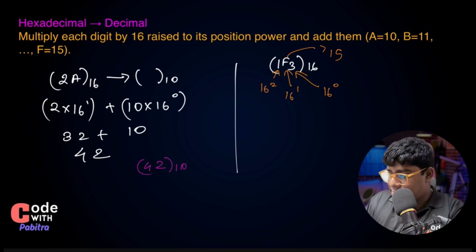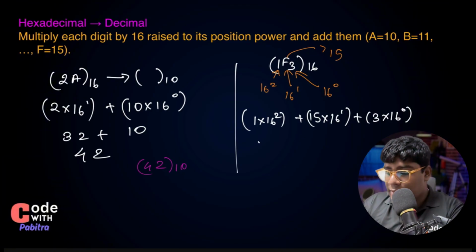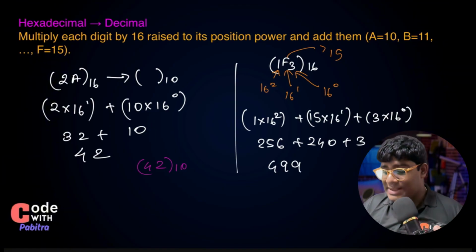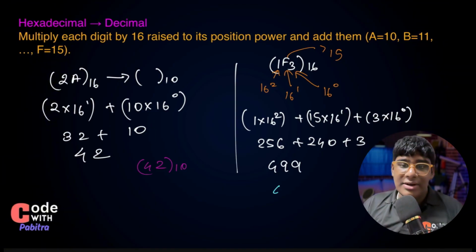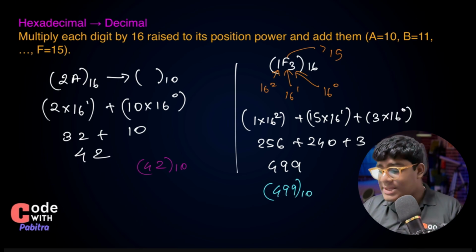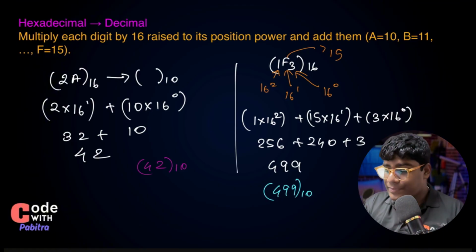And now we have to apply the formula. 1 into 16 to the power 2 plus 15 into 16 to the power 1 plus 3 into 16 to the power 0. Now we have to calculate. So 256 plus 240 plus 3. So we get 499. So the final answer is 499 base 10 in the decimal number system. So 499 in decimal is equivalent to 1F3 in the hexadecimal number system.